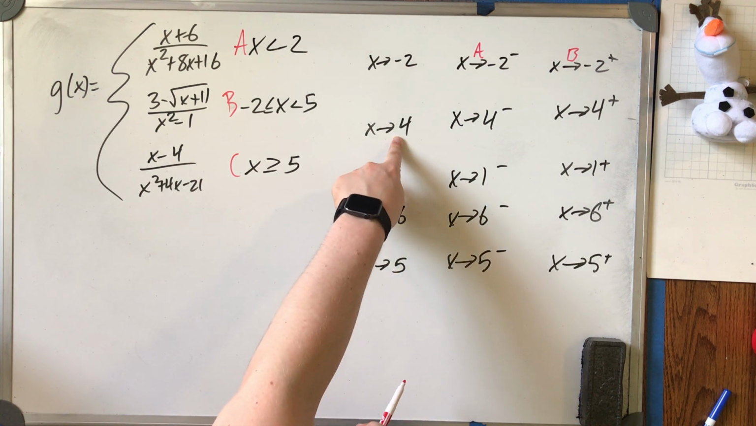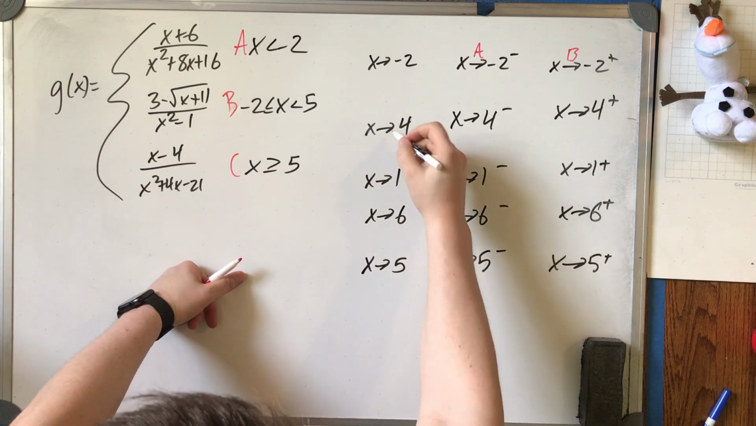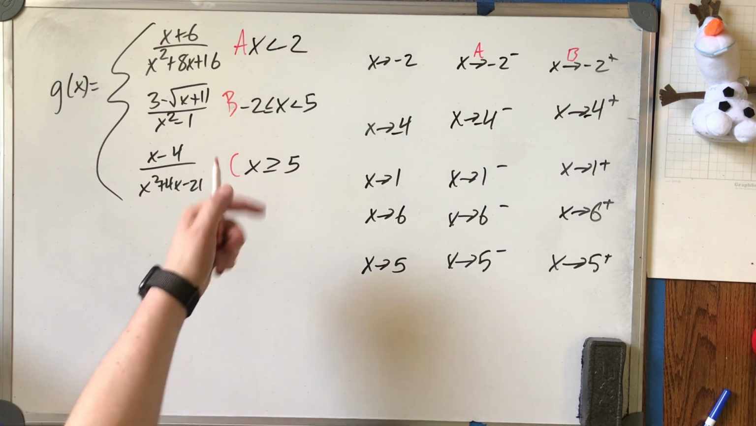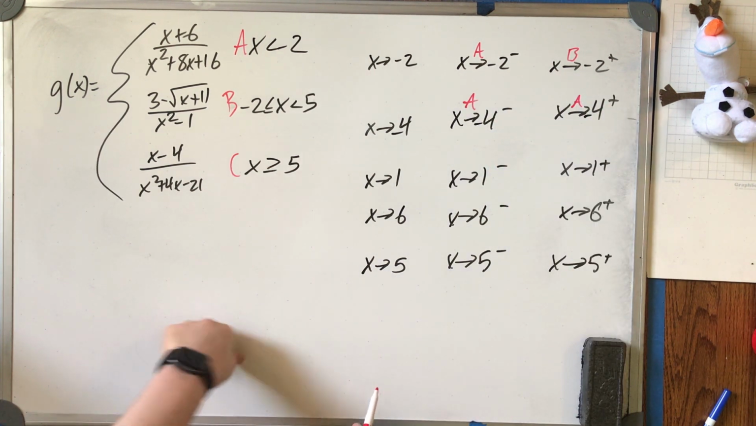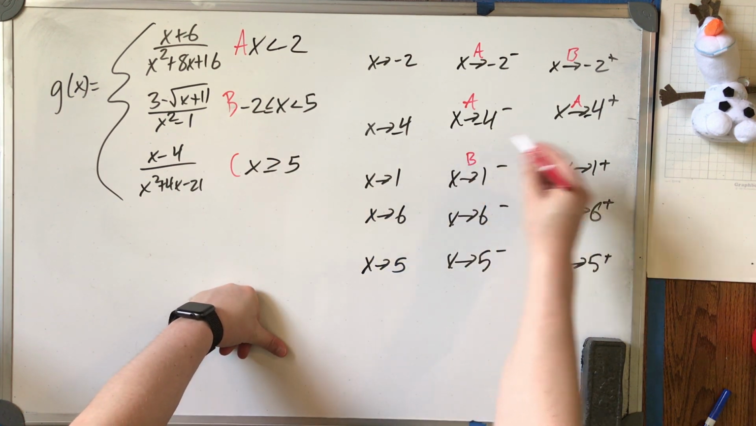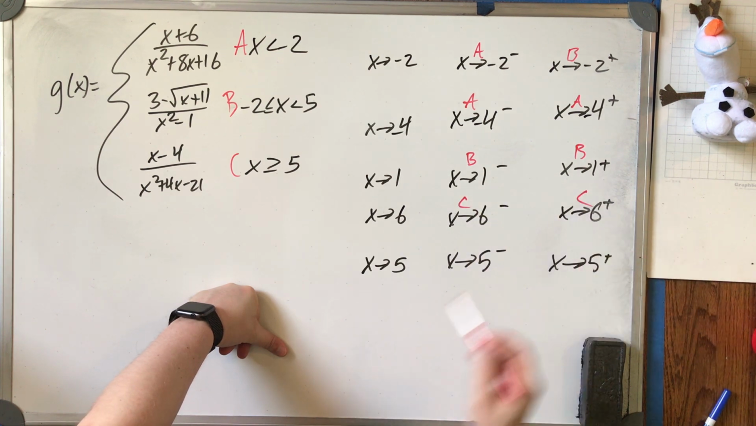For x approaching, this is -4, my bad, got this all written wrong. Okay, -4, that is firmly in A. So both of these ones are going to just be in A. When I look at +1, that's very firmly in B's interval, so both of these ones will be B. 6 is firmly in C's interval.